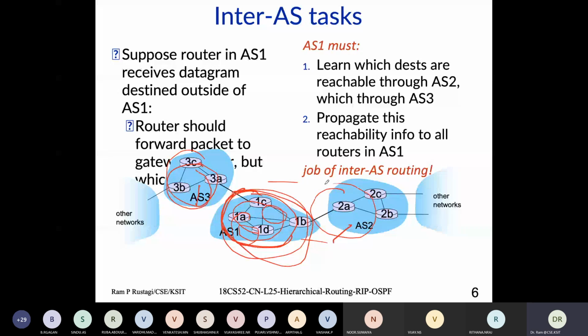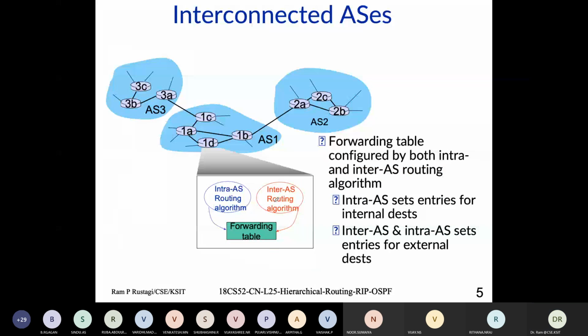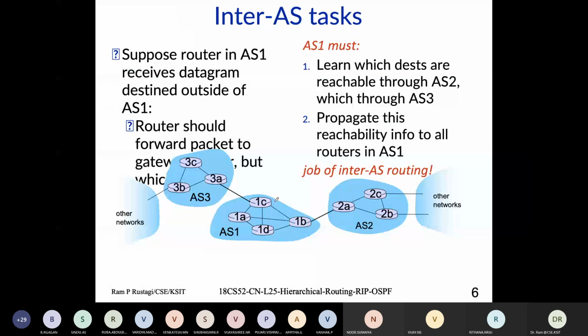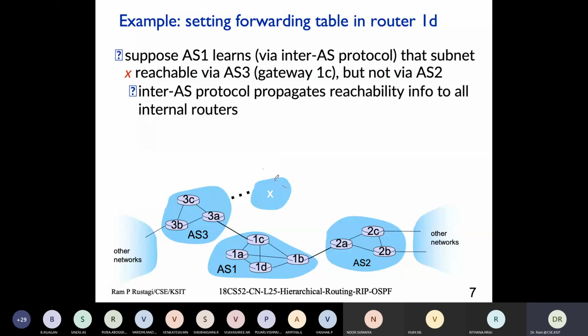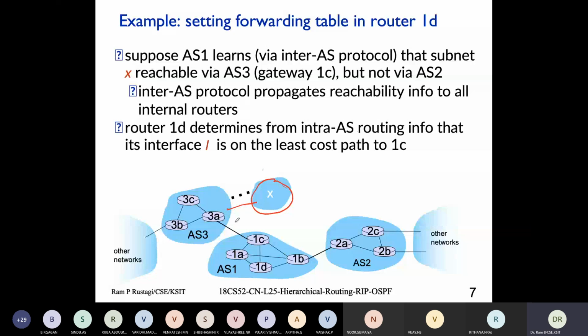So let's do an example here. Consider a network X. Consider that network X is reachable via AS3, and that means when this information reaches AS1, AS1 knows that to reach X, a packet has to go via 1C. So all the routers get to know that for network X, send the packet to 1C, which will take care, go to 3A, and the packet will go out.